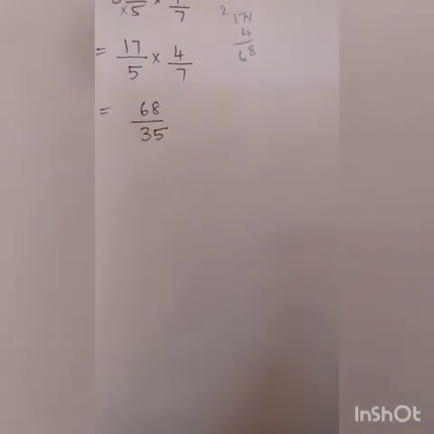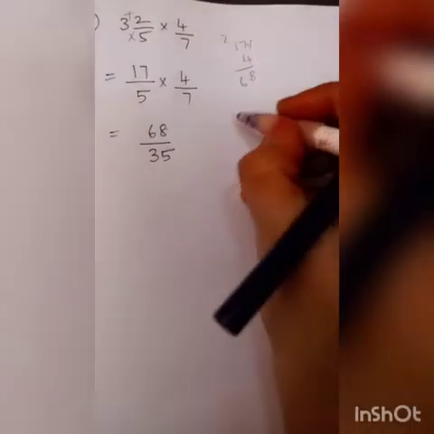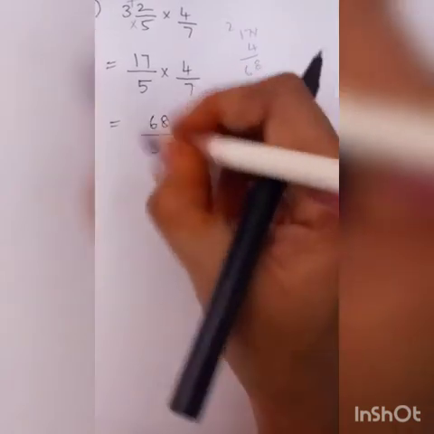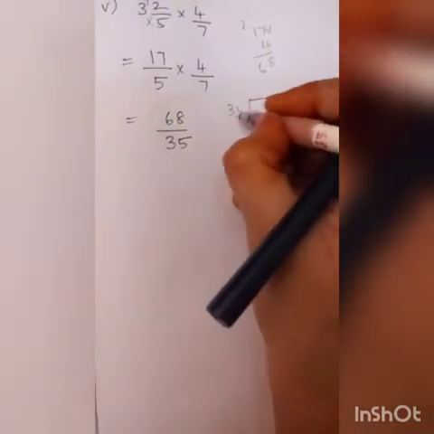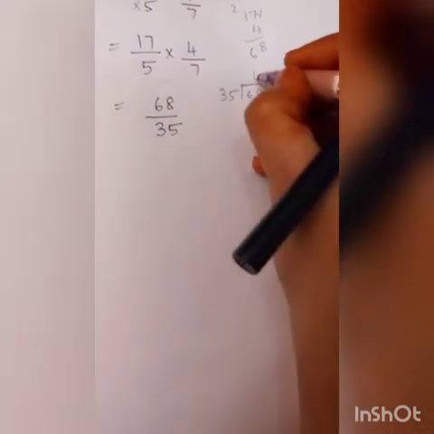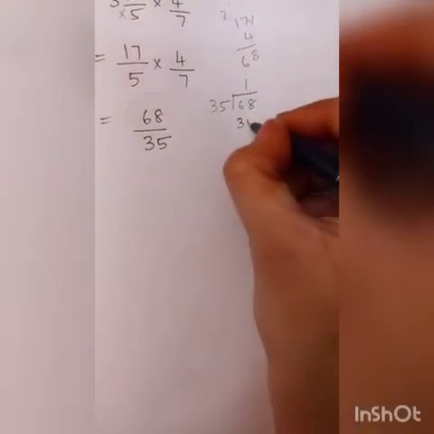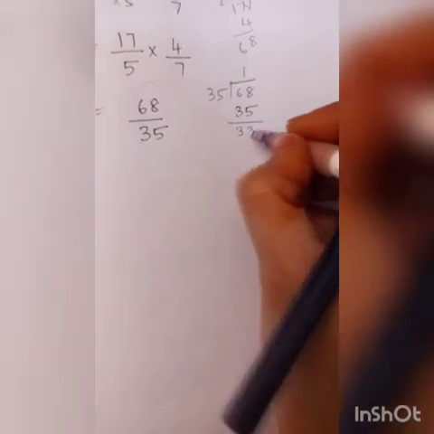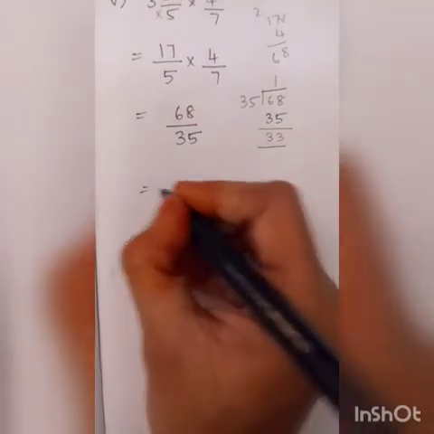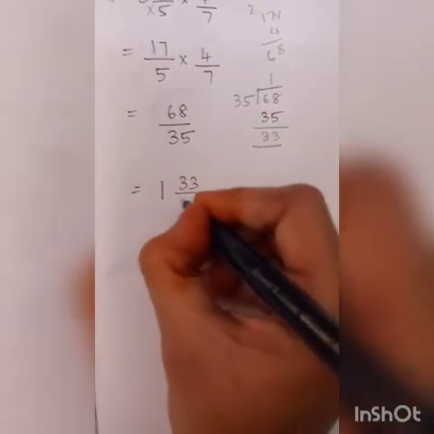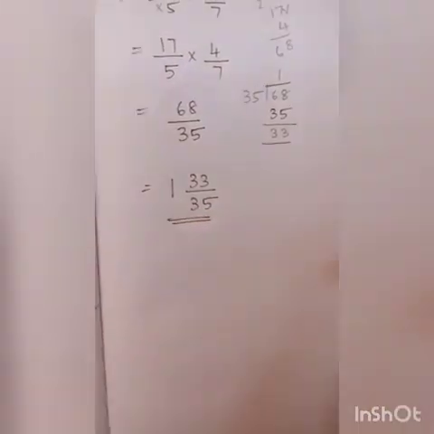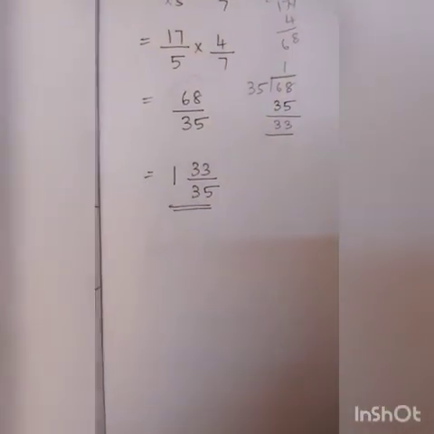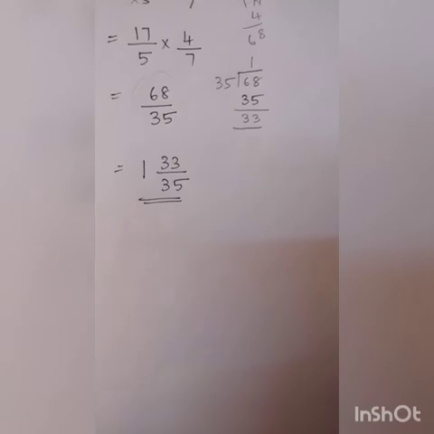Are we able to cancel this? No. So shall I divide it because it is an improper fraction. 35 into 68. 35 1 times 35. Okay, answer is 33. So 1 33 divided by 35 is our mixed fraction.